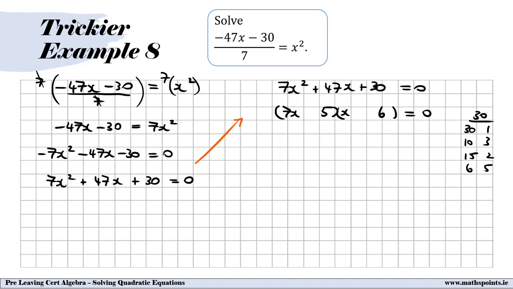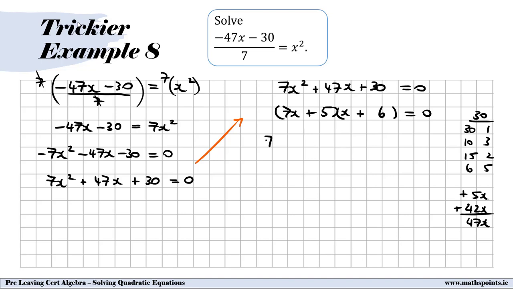So 7x by x gives us 7x squared. 5 times 6 gives us 30. And then the inner 2 multiplied gives us 5x. And the outer 2 multiplied gives us 42x. And we can see that 5x plus 42x can give us 47x. So if I plus the 5 and plus the 42, I'll get plus 47. So plus and plus. No other combination of 30 and 1 and 10 and 3 and 15 and 2 will work in this question. And so sometimes it's just a matter of trial and error and making sure that you have the right combination of factors.